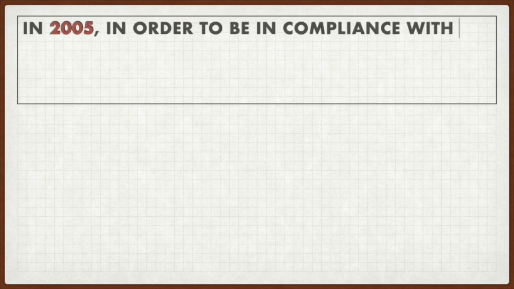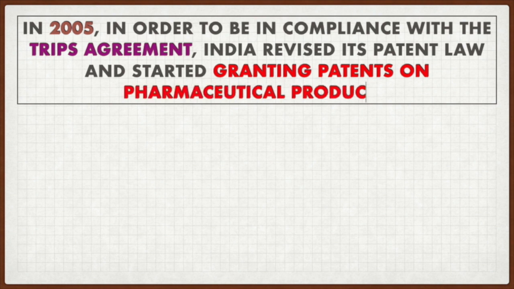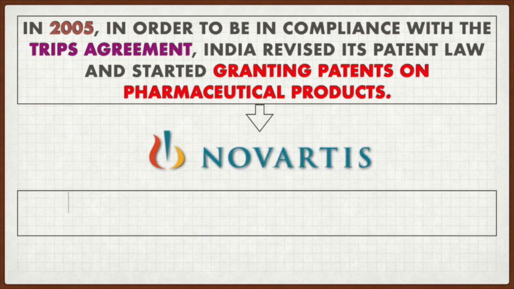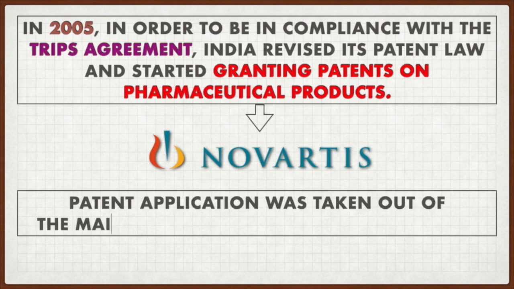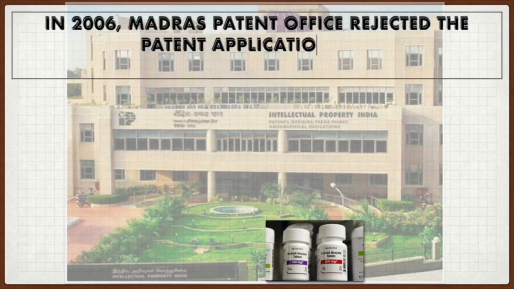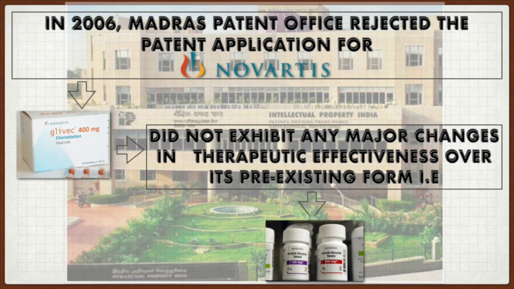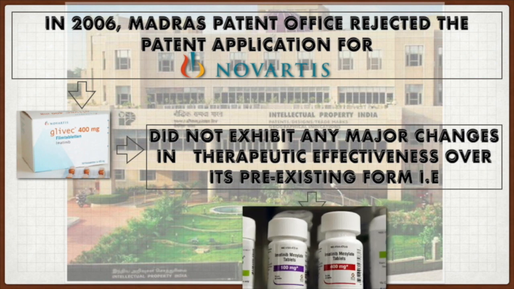In the year 2005, when India had to make changes in the Indian Patent Act in order to be in compliance with the TRIPS agreement, it was made in such a way that India had the capacity to grant patents to pharmaceutical products. So in the year 2005, the Novartis patent application was taken out of the mailbox and taken into consideration. In the year 2006, the Madras Patent Office rejected the patent application of Novartis for the medicine Gleevec, saying that it did not exhibit any major changes in therapeutic effectiveness over its pre-existing form, that is imatinib mesylate.